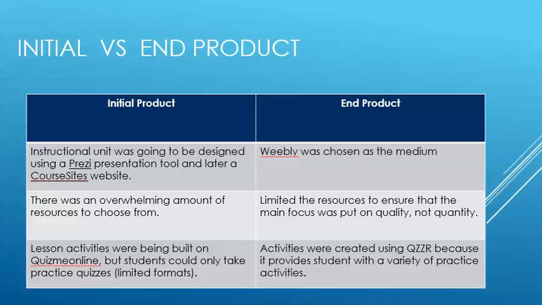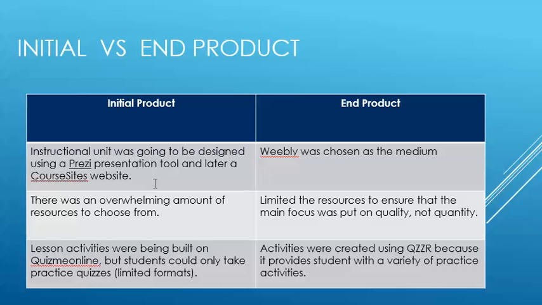Okay, what are the initial and end products? How do they compare? First off, the initial product, when I first started the design, I used Prezi, a presentation tool, and later changed it to course sites. The reason for the constant changing was that teachers felt that Prezi was too confusing due to the zooming features. So later I created the course sites.